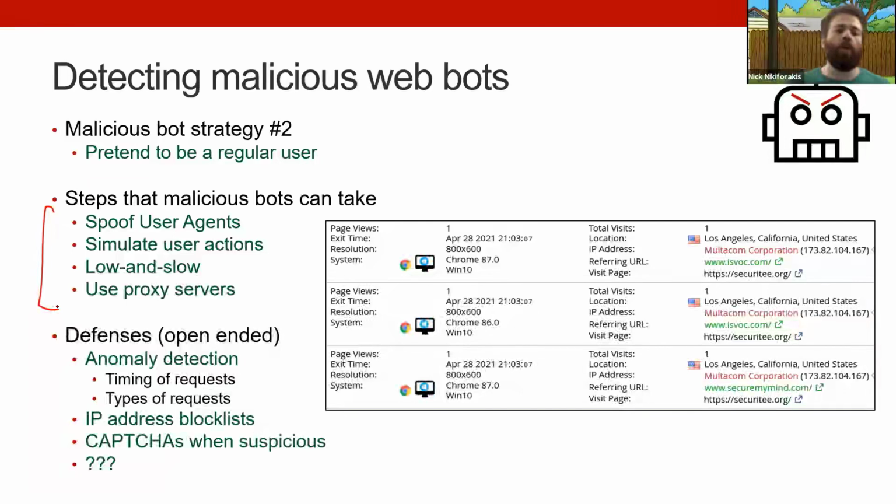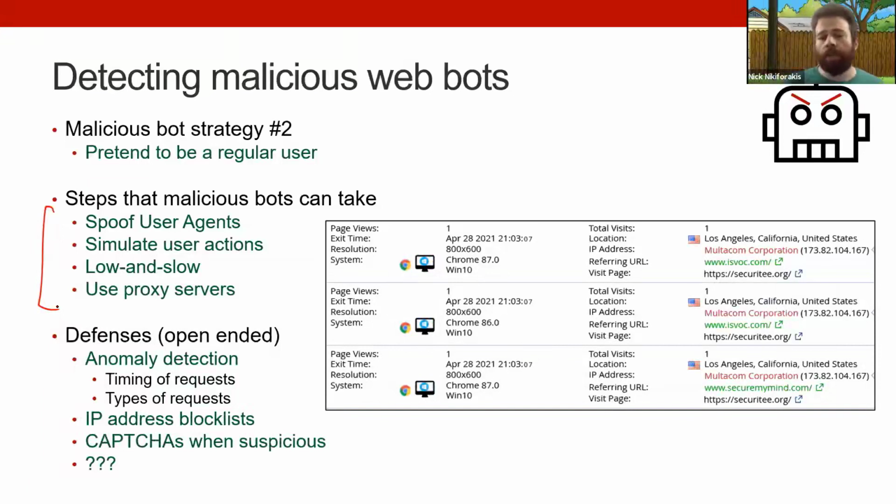All right. So the defenses of this, how do we actually find these bots that do this, is quite more open-ended, right? So we can use anomaly detection. So we can look at the timing of requests and say, okay, this user who claims to be a user is moving too fast through my site, right? And we can decide that this is some sort of anomaly, and we can choose to take some actions against this specific IP address, right?